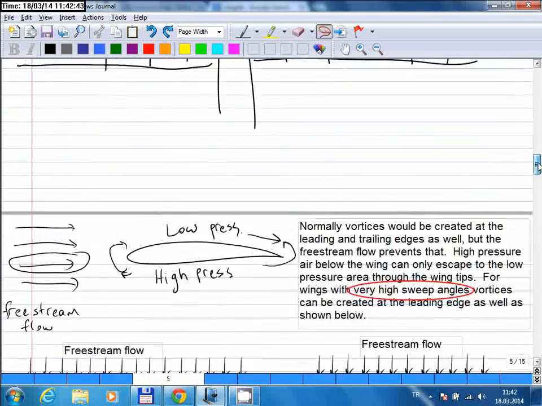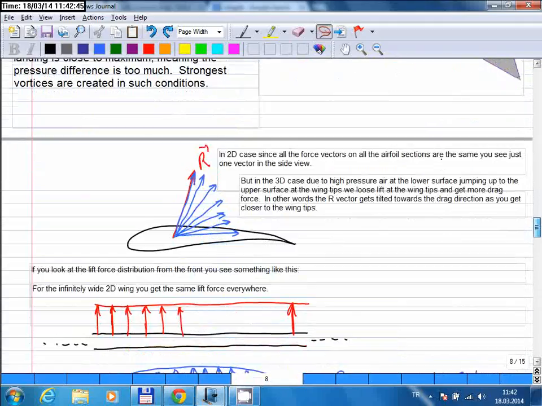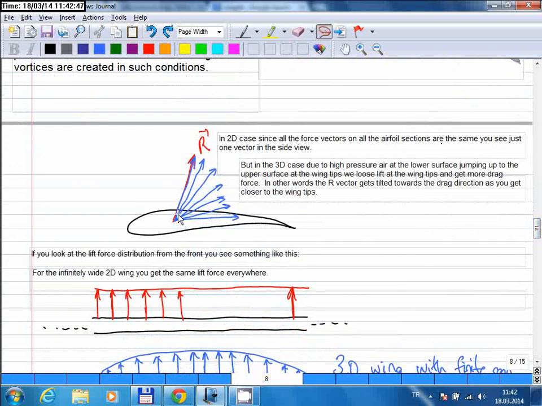So in the middle section you have the local force vector very close to that of a two-dimensional wing, but as you come closer to the wingtip you have less lift force and more drag force, which means that you have the total force vector tilted backwards, as you see here.